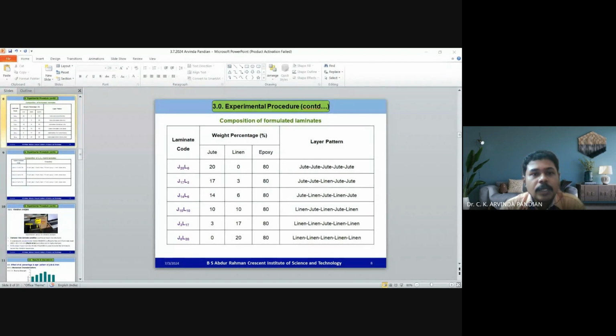These are the different scanning electron microscope images of different laminates. So J10L10 has given the maximum strength in the tensile test. And coming to flexural strength, J0L20, the laminate only with linen has given the maximum flexural strength, because flexural strength is a combination of compression, tensile, and shear. So in this case, the equal proportion has not played a role.